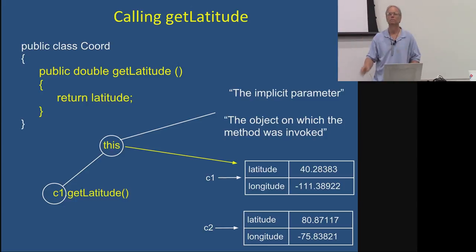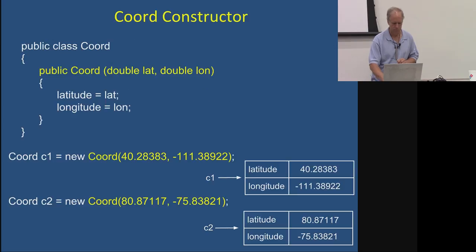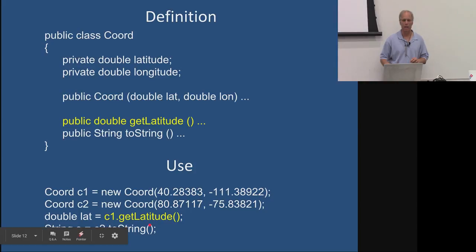Yeah? If we declare our variable as public, could we access, for example, latitude outside of the class by just typing C1.latitude? Okay, so the question was, let me go back to where we actually have a declaration. There. Suppose I declared instance variables public. Then, yes, I could say, down here under use, C1.latitude, C2.longitude.